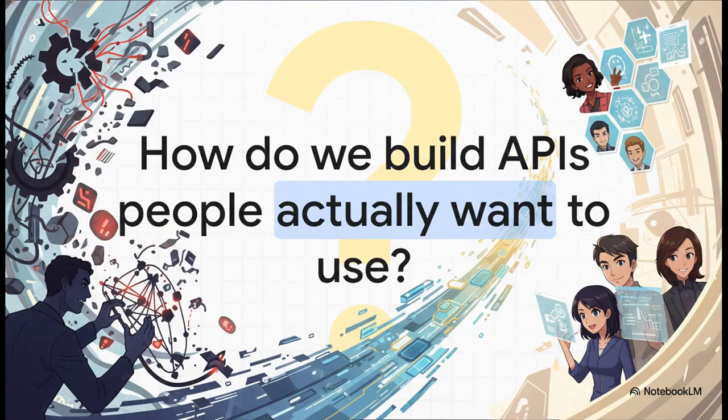Okay, so we've seen the gallery of horrors. It's pretty easy to point out what's wrong, right? But the real question, the one we're here to answer, is how do we get it right? How do we go from these painful experiences to building APIs that are elegant, functional, and maybe even beautiful?